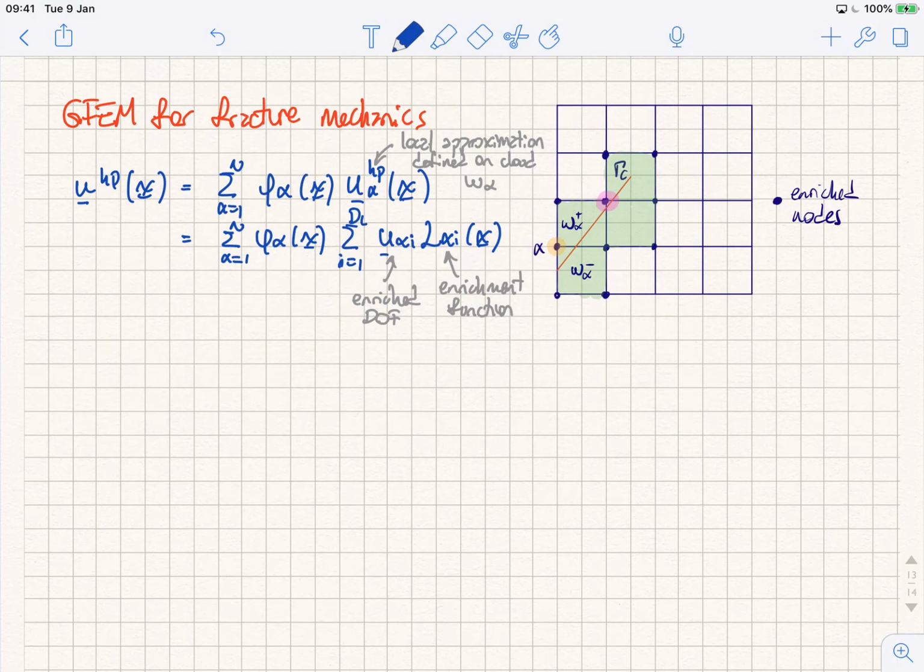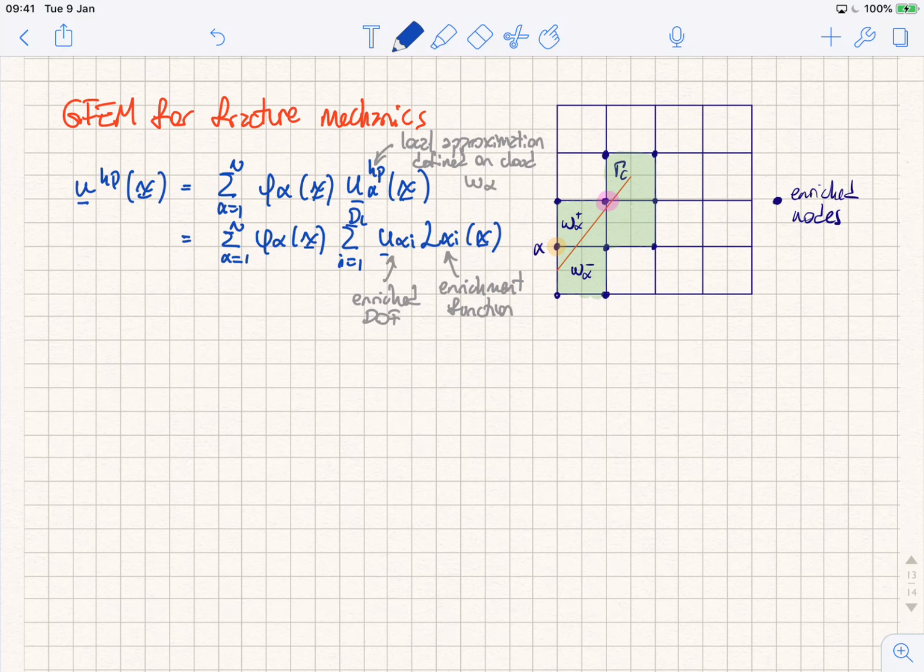So if I want to reproduce the right kinematics due to a crack, keep in mind that the right kinematics means I want to reproduce a jump in the displacement field. Then I have to add a function to this formulation, this L alpha I, to reproduce this jump. So what kind of function do you know can reproduce a jump? The Heaviside function. That will allow me to reproduce the jump in the displacement.